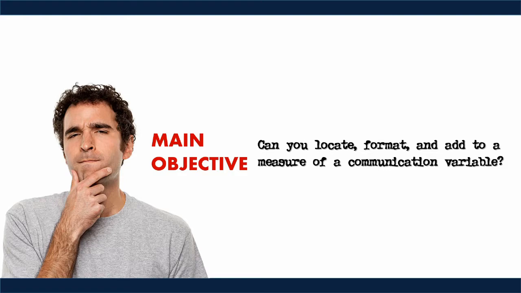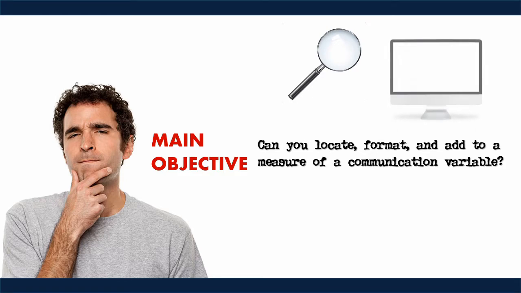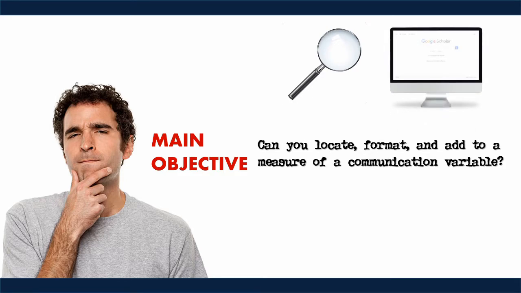This short assignment will ask you to search the internet for both a definition and measure of a communication variable. And I'll note here that the definition and measure might not come from the same article. A good place to start such a scholarly search of the literature is Google Scholar. Remember, a good match between the definition and measure is critical for the validity of your study.